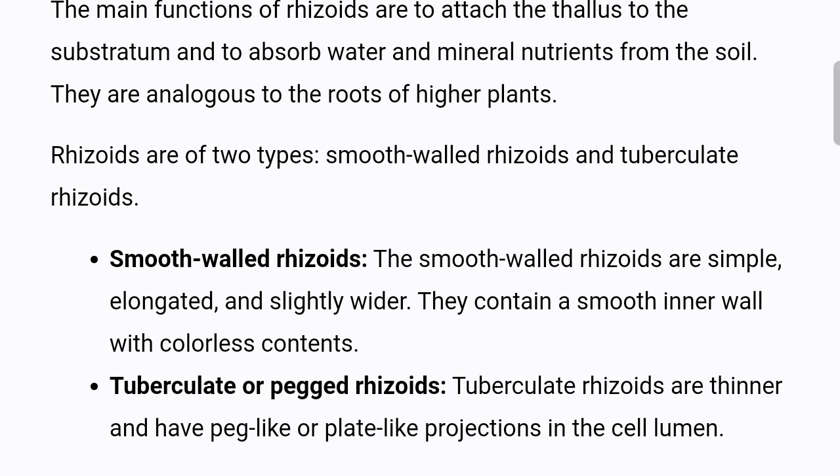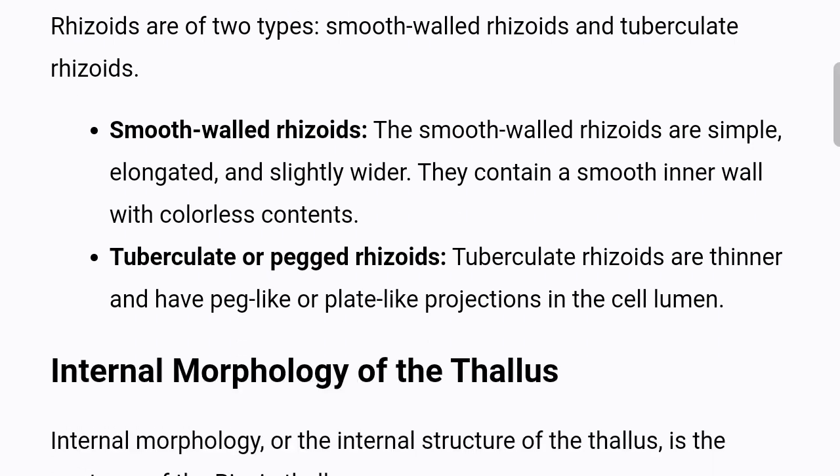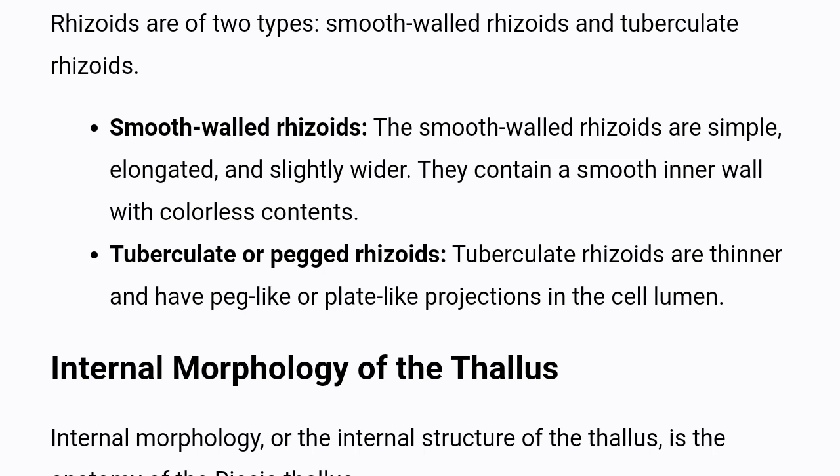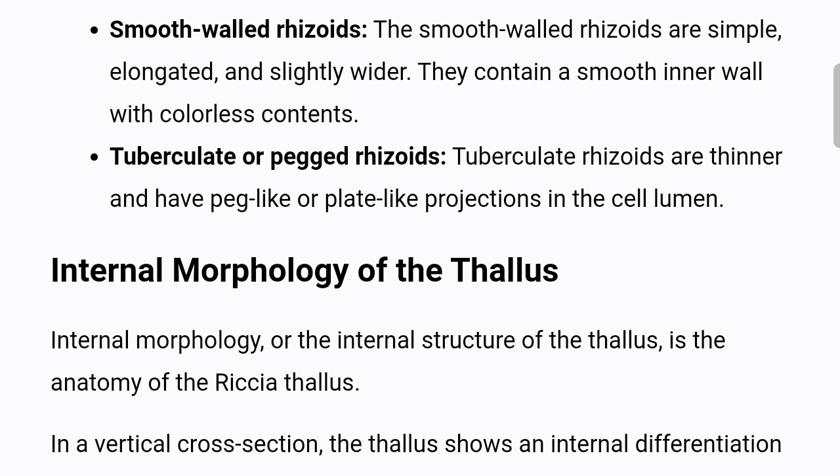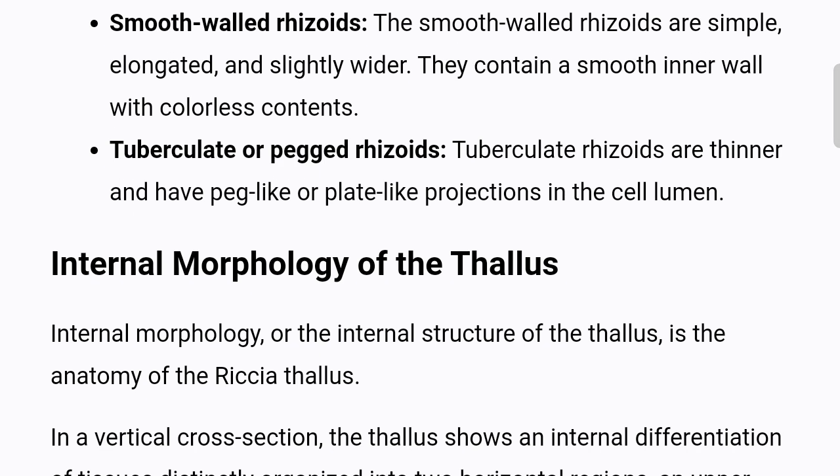Rhizoids are of two types: smooth-walled rhizoids and tuberculate rhizoids. Smooth-walled rhizoids. The smooth-walled rhizoids are simple, elongated, and slightly wider. They contain a smooth inner wall with colorless contents. Tuberculate, or pegged rhizoids. Tuberculate rhizoids are thinner and have peg-like or plate-like projections in the cell lumen.